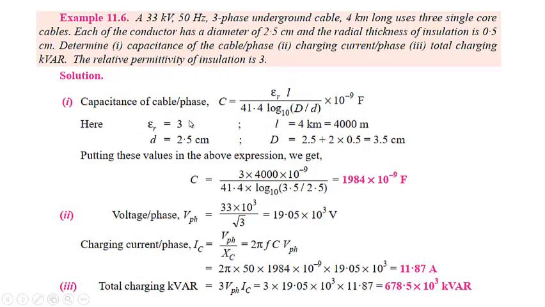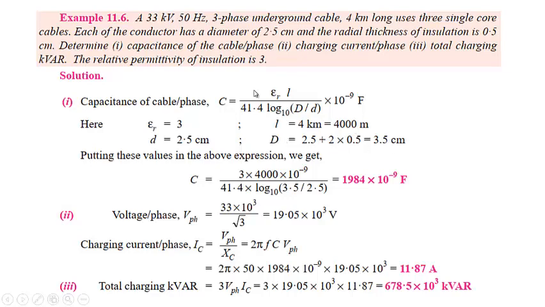So the capacitance of the cable per phase. Here the formula has been used in terms of log of 10 and it has used 2 pi already. You can directly use 2 pi epsilon naught into epsilon r into L divided by ln of R by r, where r is the conductor radius and the radial thickness of the insulation is this. Here it has used d, but you can use r. R is equal to 3.5 centimeter.